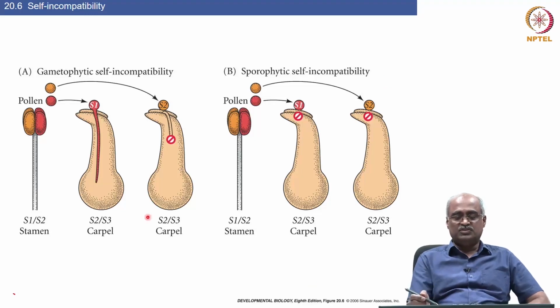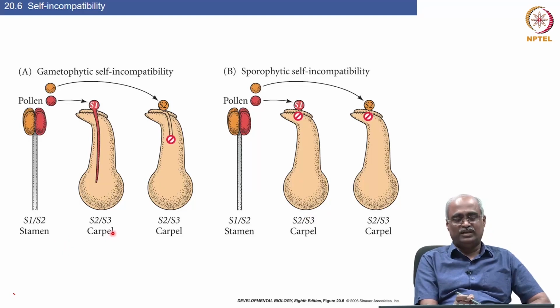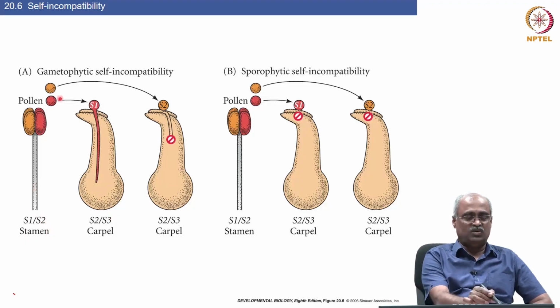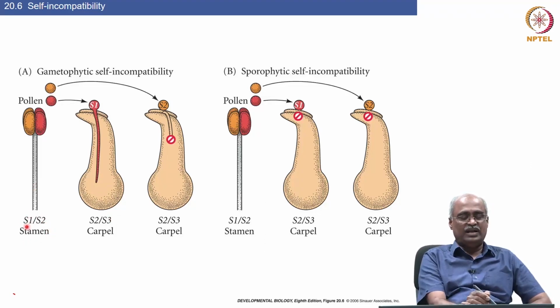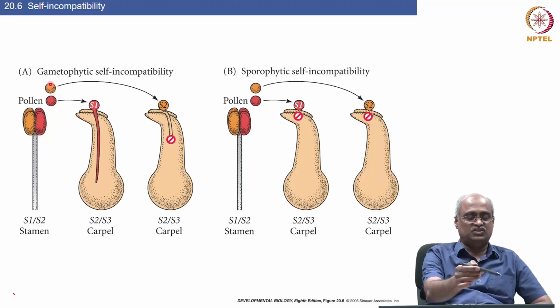These two cartoons illustrate this process. First let us look at the gametophyte self-incompatibility, which is a lot easier to understand. For example, the genotype of the plant, the sporophyte that makes this pollen grain, has two alleles of the self-incompatibility locus, or the S locus. Let us say they are S1 and S2. For a diploid you expect two alleles. So you will have two kinds of pollen, let us say S1 and S2.